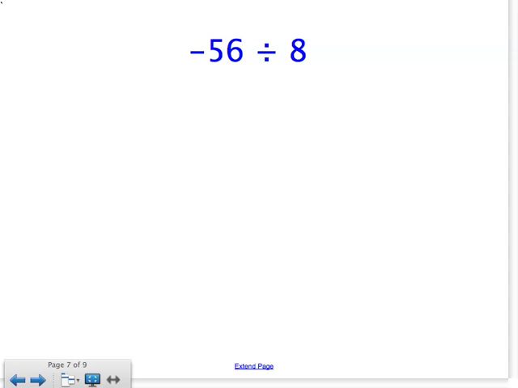All right, go ahead and pause this and figure it out. All right, so hopefully you saw the one negative, so you know your answer could be negative, and then you just have to do 56 divided by 8, and you get 7.